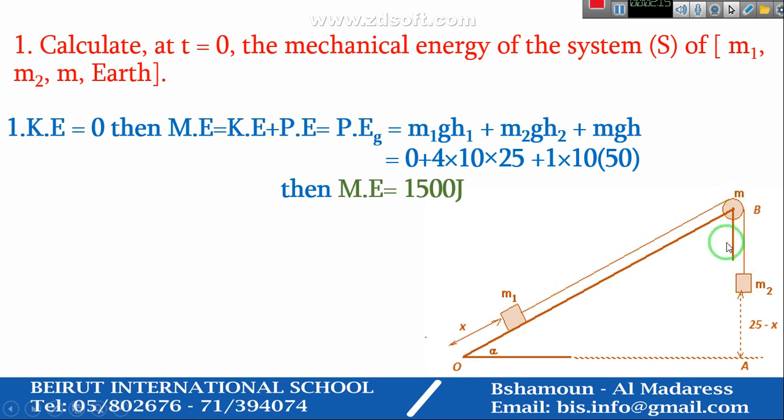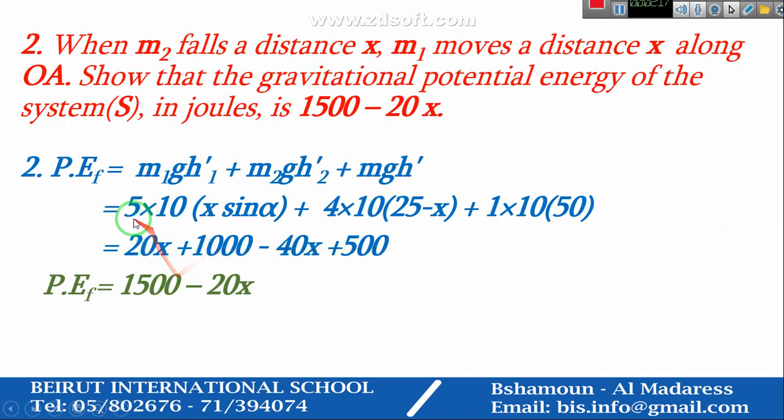It's still 50 meters. So 5 times 10 times x sine alpha, plus 4 times 10 times (25 minus x), plus 1 times 10 times 50, and the whole answer will be 1500 minus 20x.